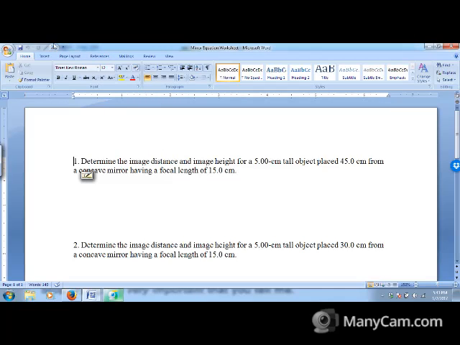I took a few problems off the physics classroom and I thought I'd go through the first 4 of them. Okay, so we need our equations.